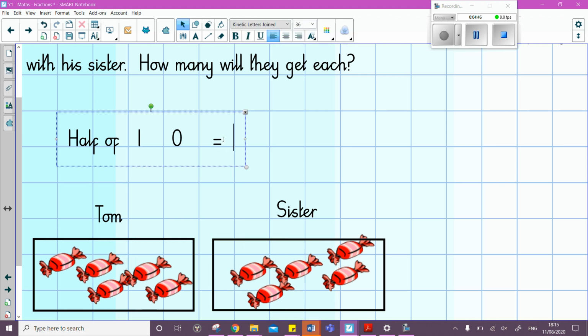So half of 10 is 5, and I can check that that is correct because we know if I added my two halves together, it would make this whole. So I would have 5, add 5 makes 10.